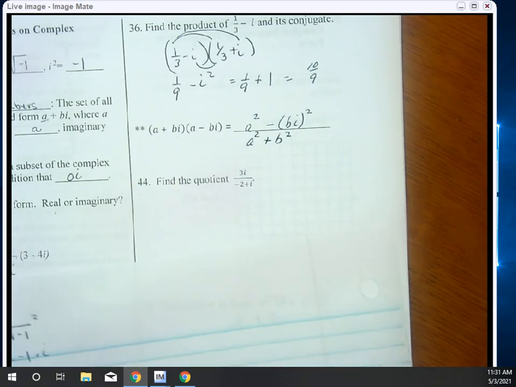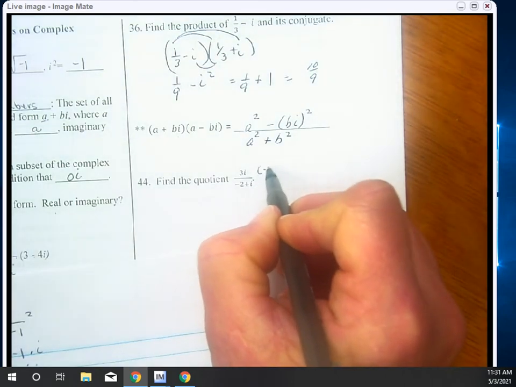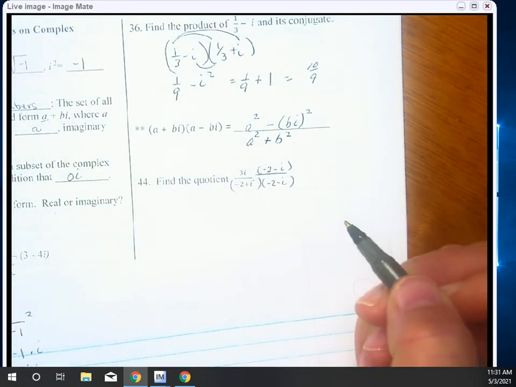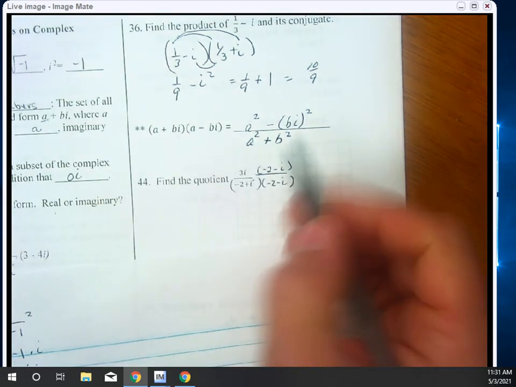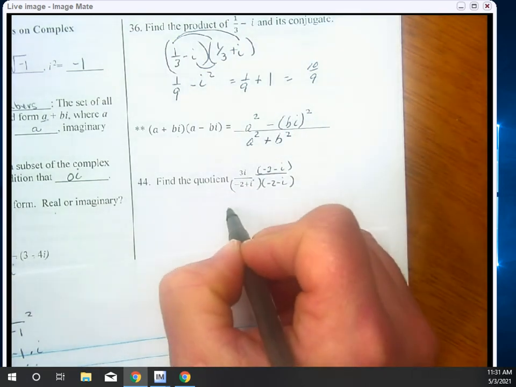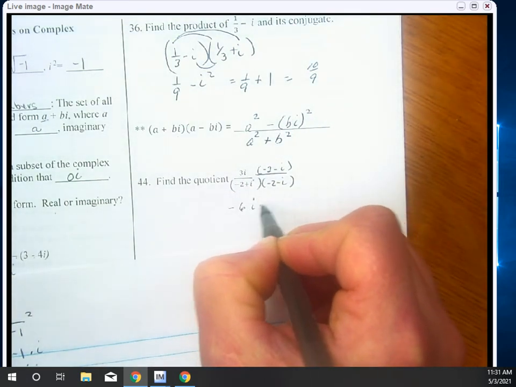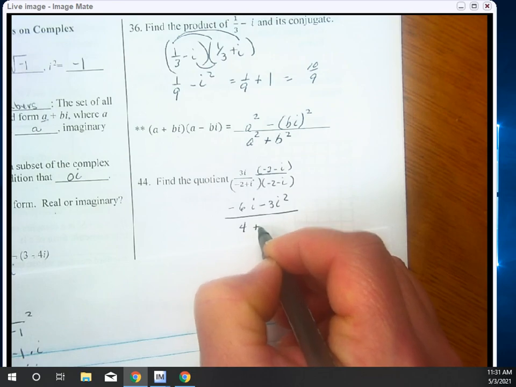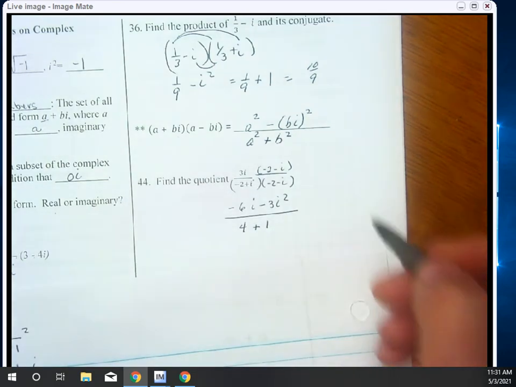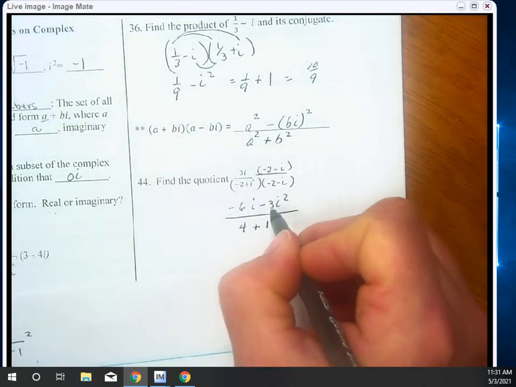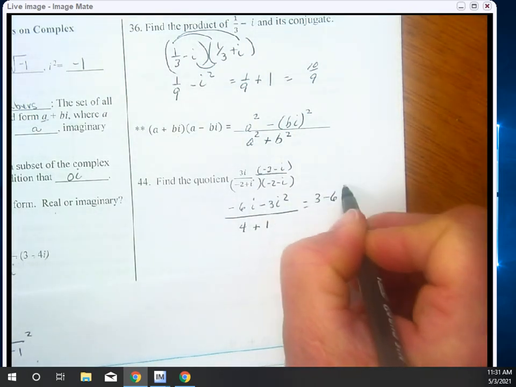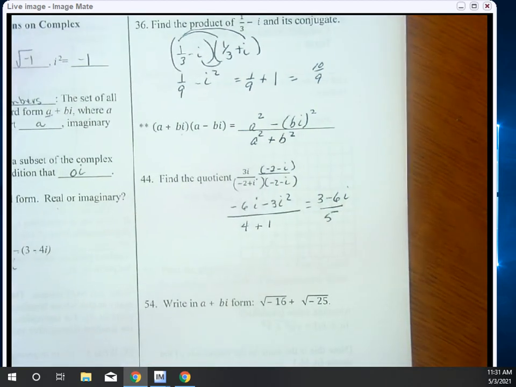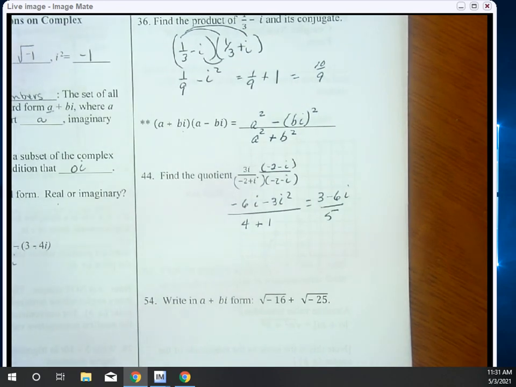When you're finding the quotient, you're multiplying by the conjugate. -2 minus i, -2 minus i. We're going to distribute the numerator. -6i minus 3i squared over 4 plus 1. i squared is a -1 times a -3 is a +3. Any questions, comments?